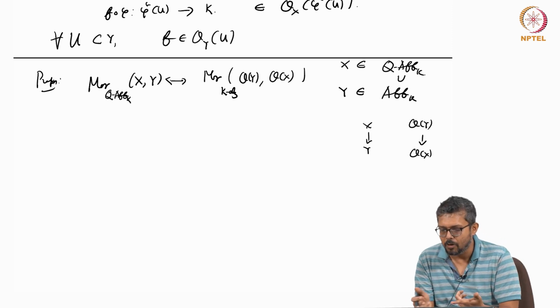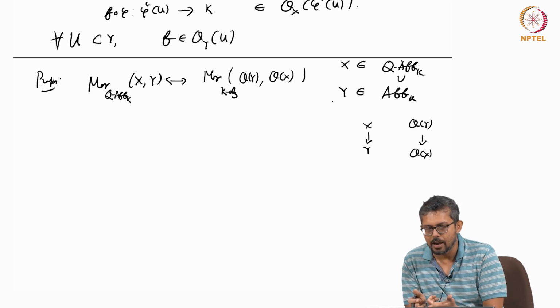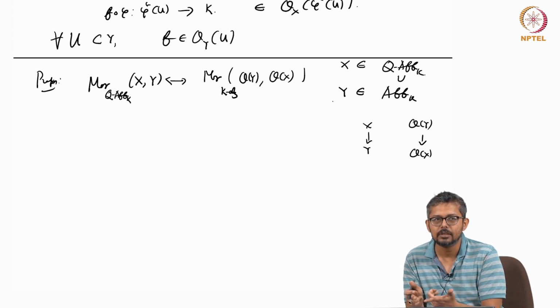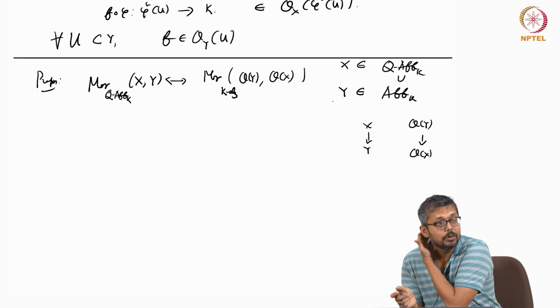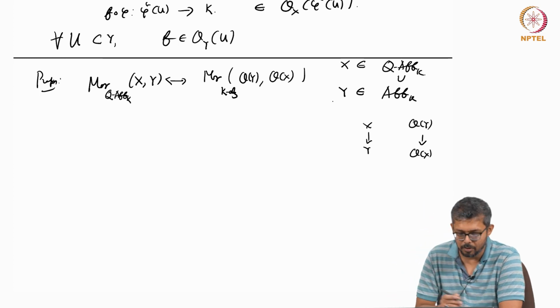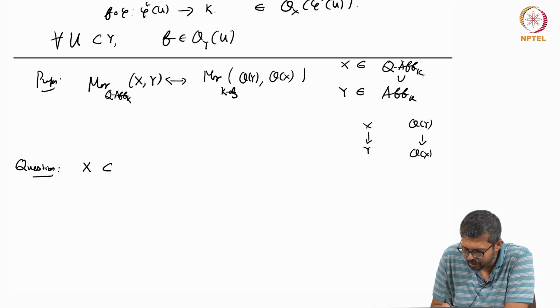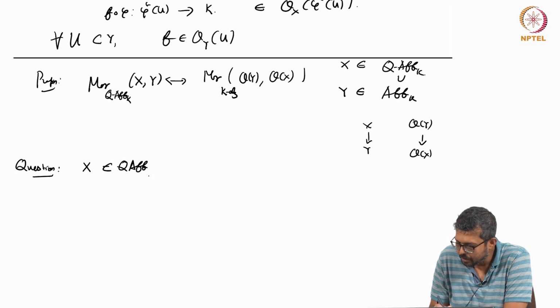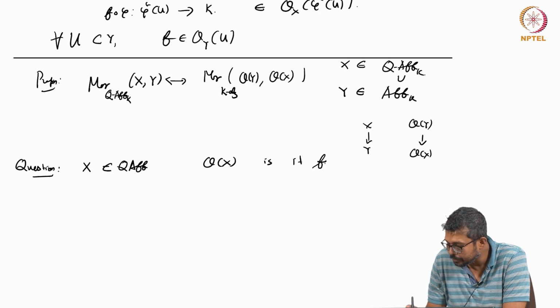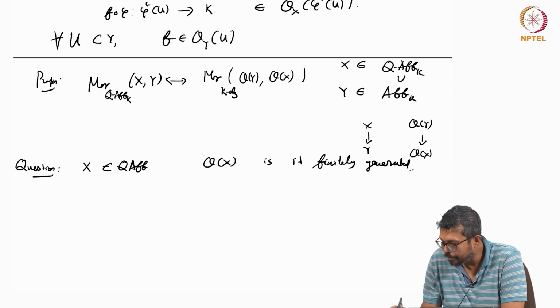And in particular, when X and Y are affine, you have this OY and OX, these are finitely generated K-algebras. But when X is quasi-affine, we don't know whether it is finitely generated. So I'll just pose a question. X is quasi-affine. OX, is it finitely generated? Is it reduced?